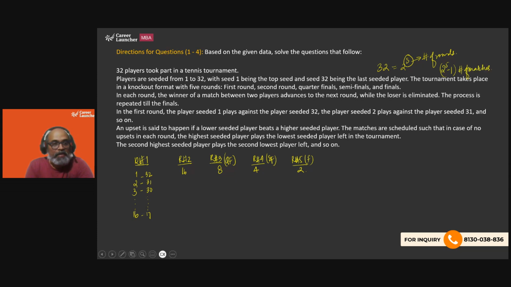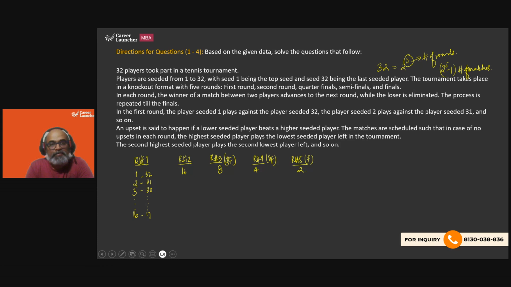An upset is said to happen if a lower seeded player beats a higher seeded player. So let's say in the match between 3 and 30, if 30 wins, it's called an upset because 30, the lower seed, wins over a higher seeded player, which is 3. The matches are scheduled such that in case of no upsets in each round, the higher seeded player plays the lower seeded player left in the tournament.